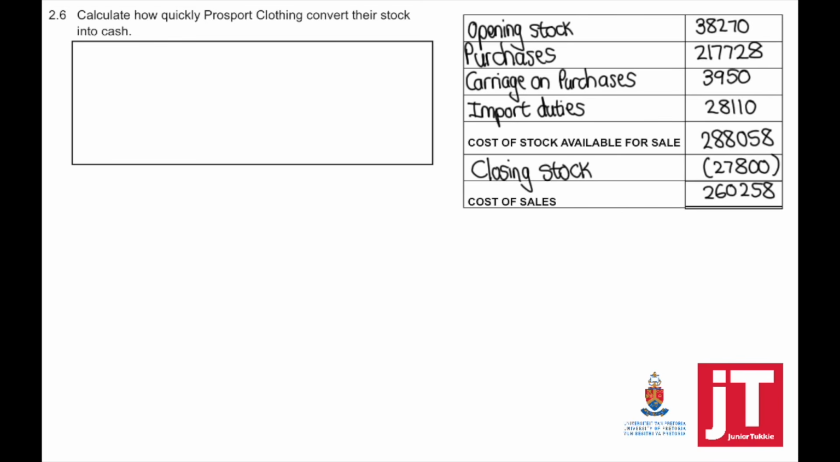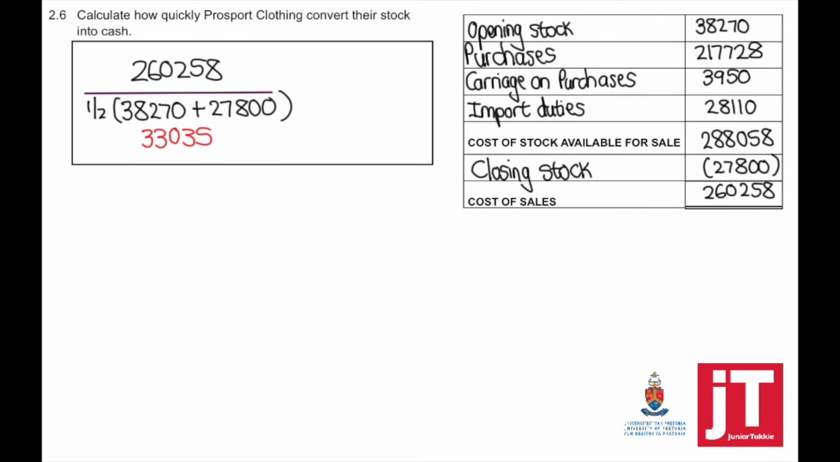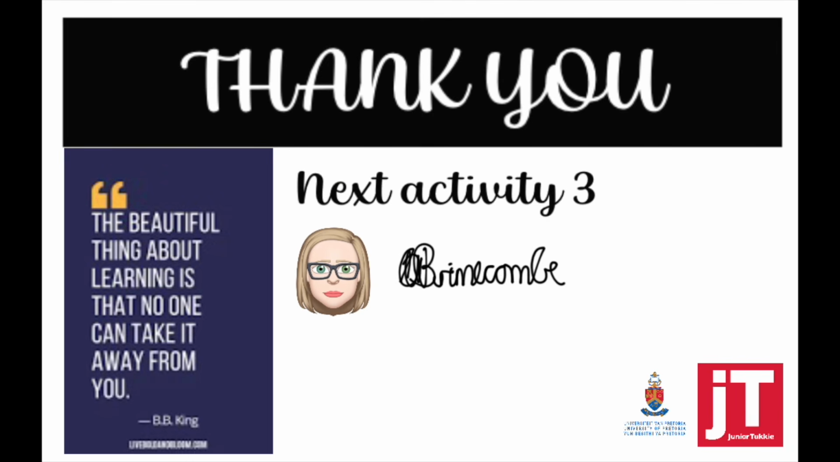We also need our cost of sales. Here we've calculated our cost of sales. This is why we're using this table now for us to complete 2.6. So we start with the cost of sales divided by your average inventory, that equals 7.9 times. Again, make sure you go through your theory booklet. Periodic inventory systems is new to grade 11 learners.